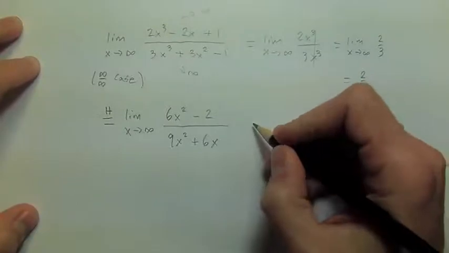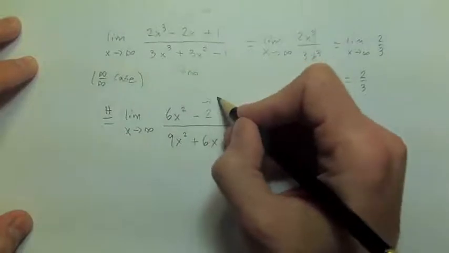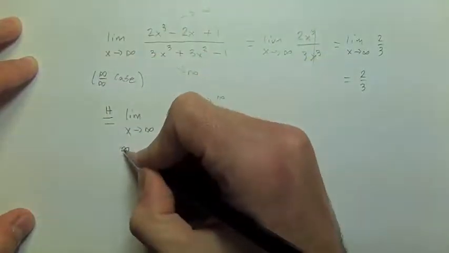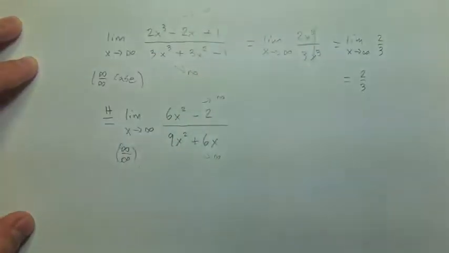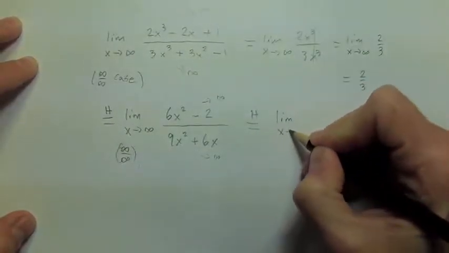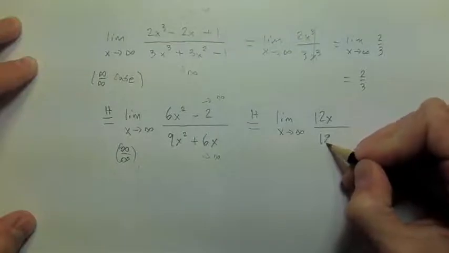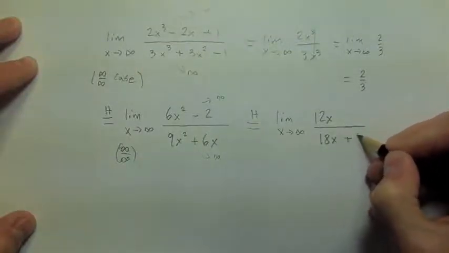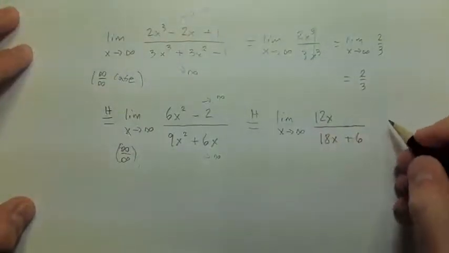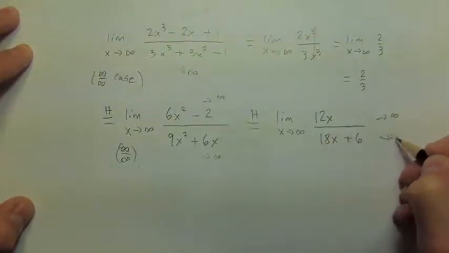And then check it now, but when we put in infinities here, we get infinity over infinity again. This is once again infinity over infinity. Okay, so if we use L'Hôpital's rule again, we get the limit as x goes to infinity of 12x all over 18x plus 6. And once again, as x goes to infinity, we have this going to infinity over infinity.